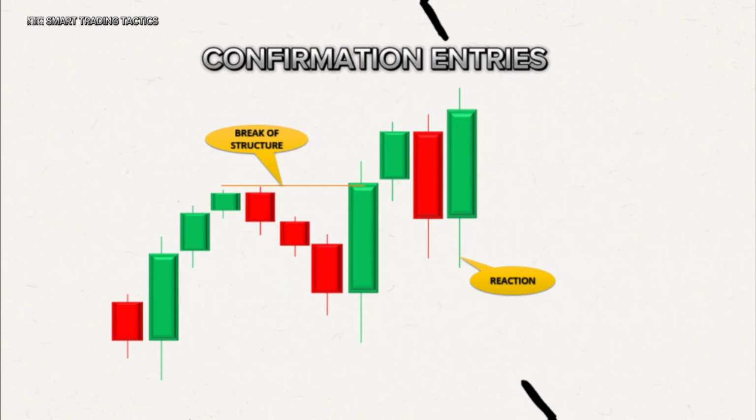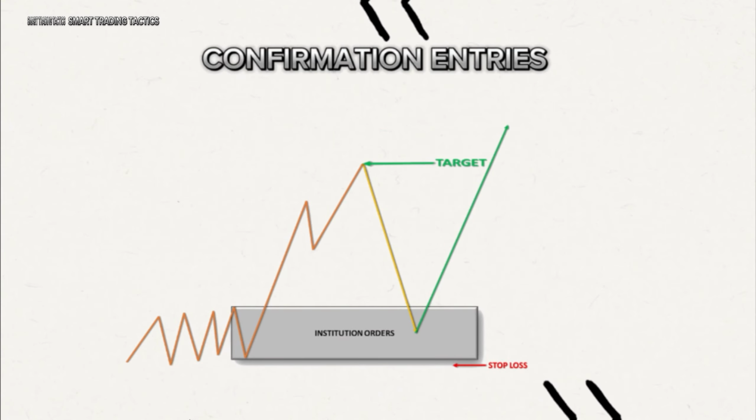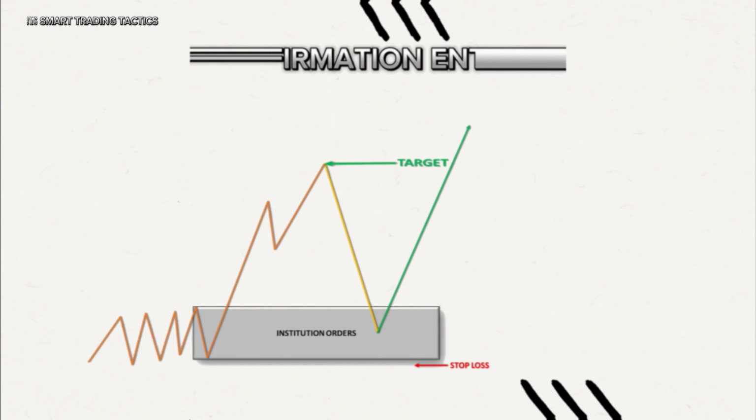Confirmation entries. SMC traders often wait for confirmation in the form of a price reaction at a supply or demand zone before entering a trade. This confirmation can come in the form of a candlestick pattern, a break in market structure, or other technical signals. Profit targets. Profit targets in SMC are often set at the next opposing supply or demand zone, where smart money is likely to take profits or reverse their position.